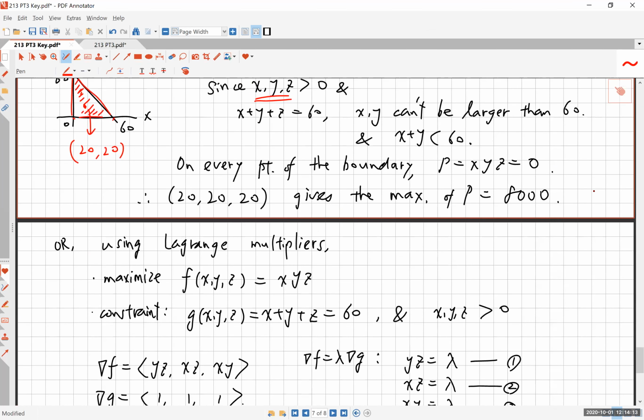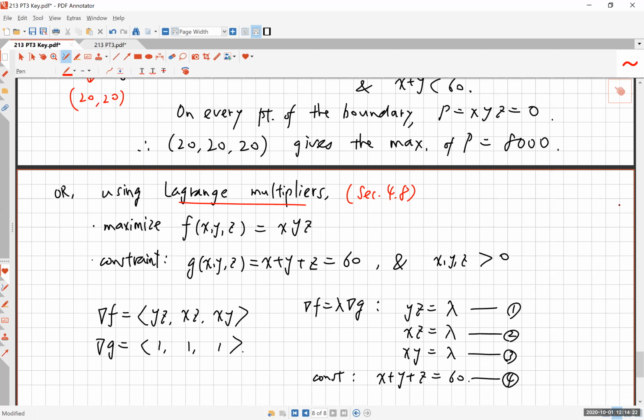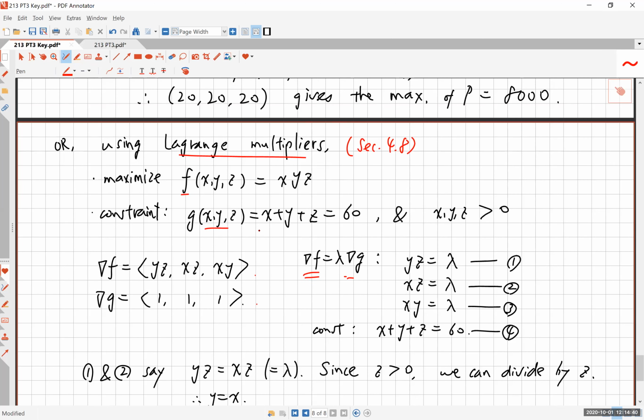The other way to do that is to use the method you learned in 4.8, Lagrange multipliers. You only had maybe 3 problems in your homework, but it is cool, right? So you take f, you take g, and you're trying to maximize f under the constraint of g. And so you take the gradient of each, set the gradient of f equal to lambda times the gradient of g. And the gradient of g in this case is really easy. It's 1, 1, 1. Right? So this side will be lambda, lambda, lambda.